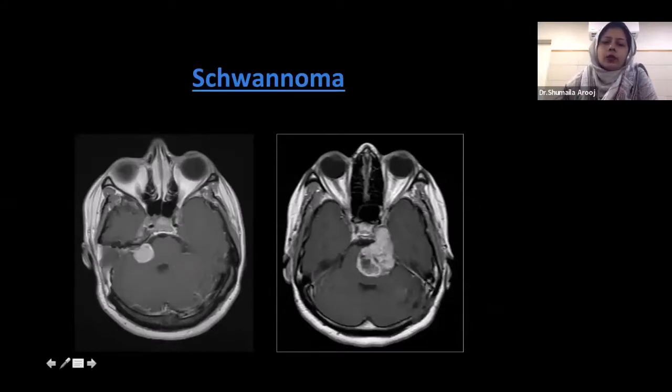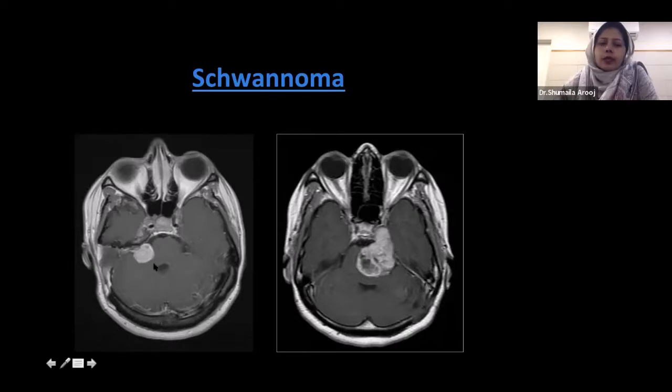Whenever you are looking at the base of skull and posterior fossa and you appreciate that there is some extra-axial lesion which has a CSF cleft and a broad base, then you try to localize that. In the line of which nerve is this lesion lying? First of all, you have to make sure that this is in the line of a nerve.